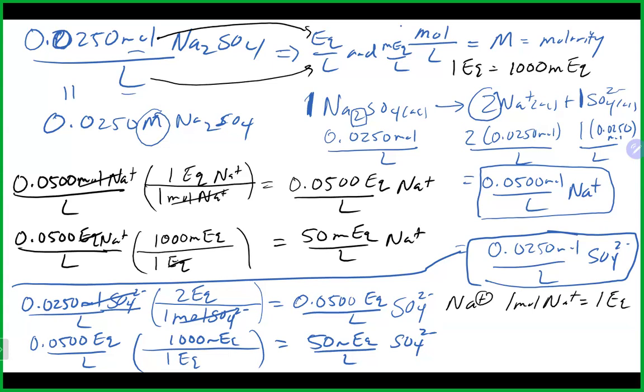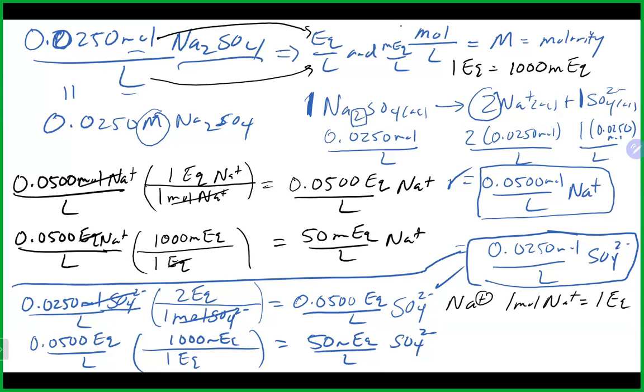So that's one way you can check these types of calculations to make sure you did it correctly. If you have a solution like that, the positive ion and the negative ion should always end up being the same equivalents per liter concentration, and also milliequivalents per liter, as you can see there. Any questions on that there?